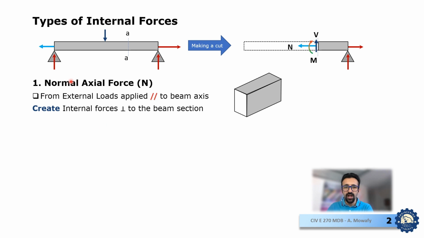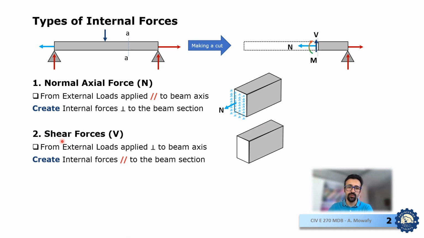Normal axial force comes from loads applied parallel to the beam axis, which will create internal forces perpendicular to the beam section as we see here, and they have a uniform distribution, so we could represent them by their resultant, which we call normal axial force. Same thing for the second type, which is the shear forces. They come from external loads that are applied perpendicular to the beam axis, which will create internal forces parallel to the beam section as we see, and we will represent them with the resultant V.